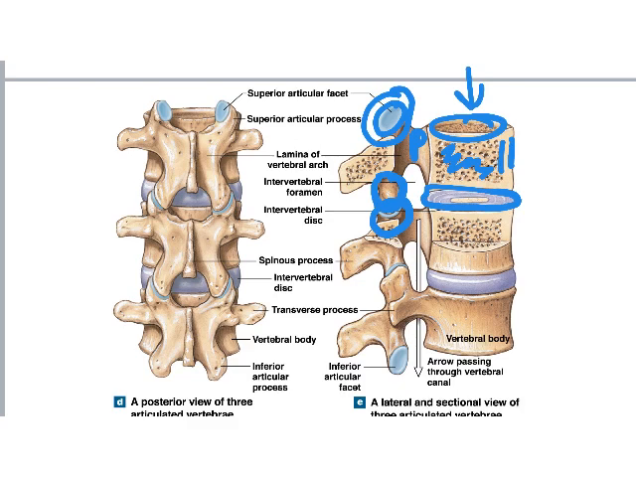Now, if we come over here and look at a posterior view, we can see those spinous processes easily. That's the part that you can actually feel. And we can see the facet joints. This is where the inferior of one connects with the superior of another. So we call those facet joints. And then, of course, you can still see the intervertebral discs in between.